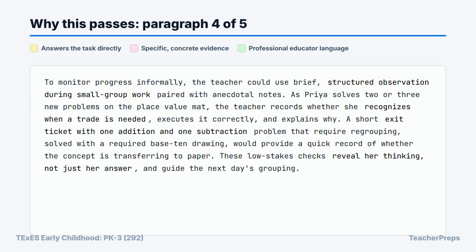Notice how I name 2 distinct, specific assessment tools, structured observation with anecdotal notes and an exit ticket, rather than speaking in vague generalities, which answers task 4 with enough detail to be actionable in a real classroom. I describe exactly what the teacher watches for, whether Priya recognizes the need for a trade, executes it, and can explain it, covering both procedural and conceptual dimensions in a single observation cycle. The closing sentence about revealing thinking rather than just answers shows a principled understanding of what informal assessment is actually for, connecting back to the support criterion.